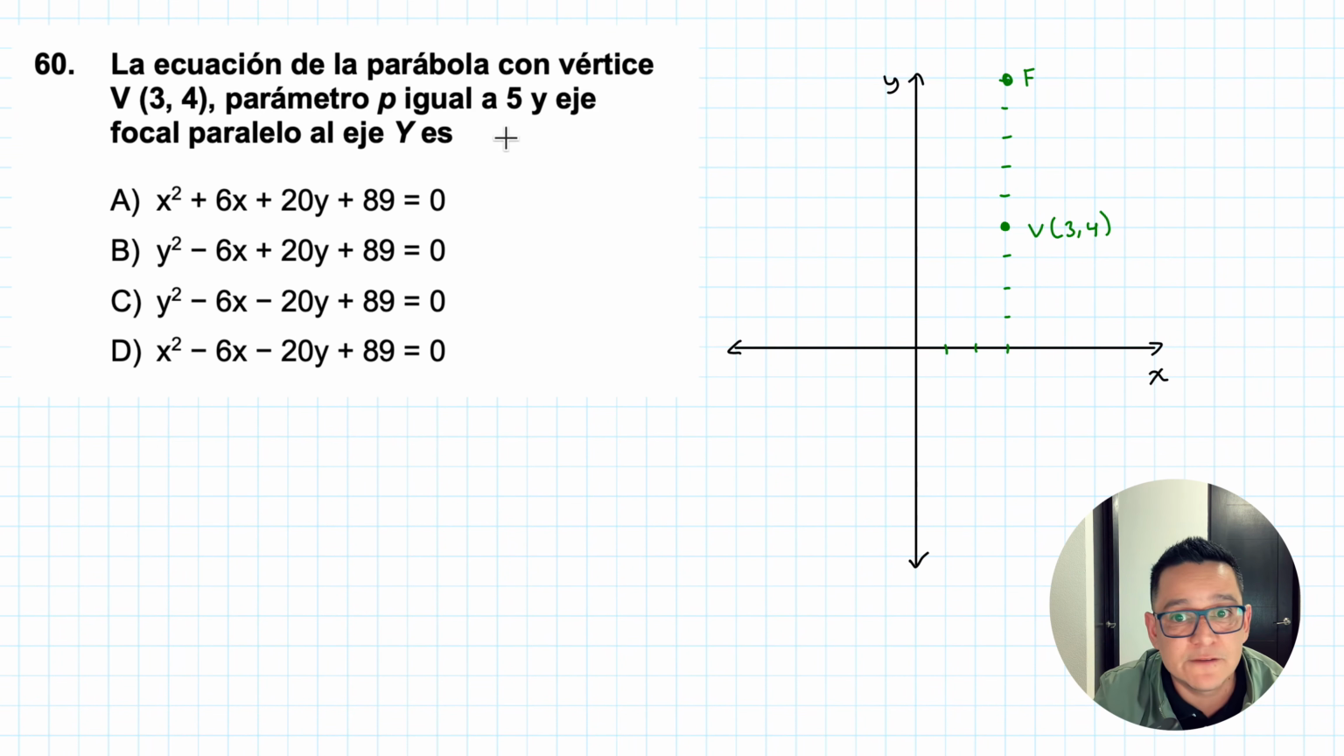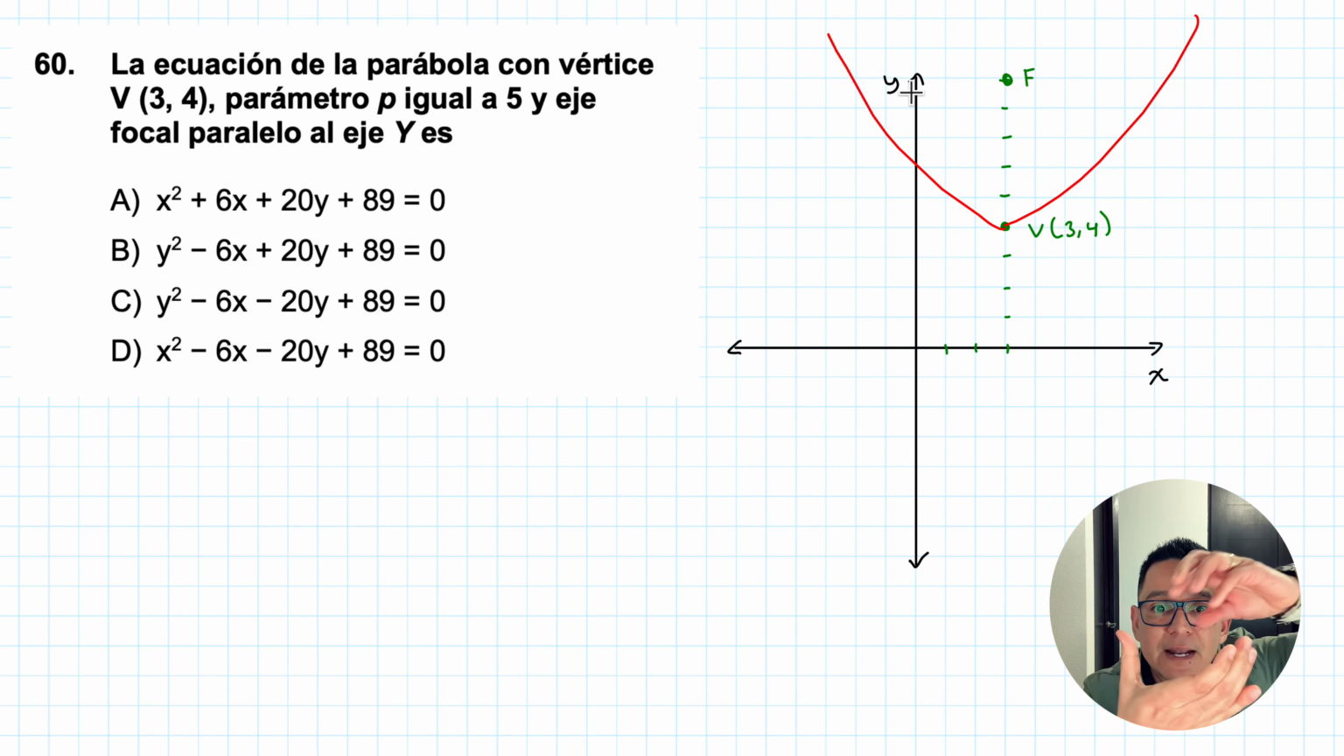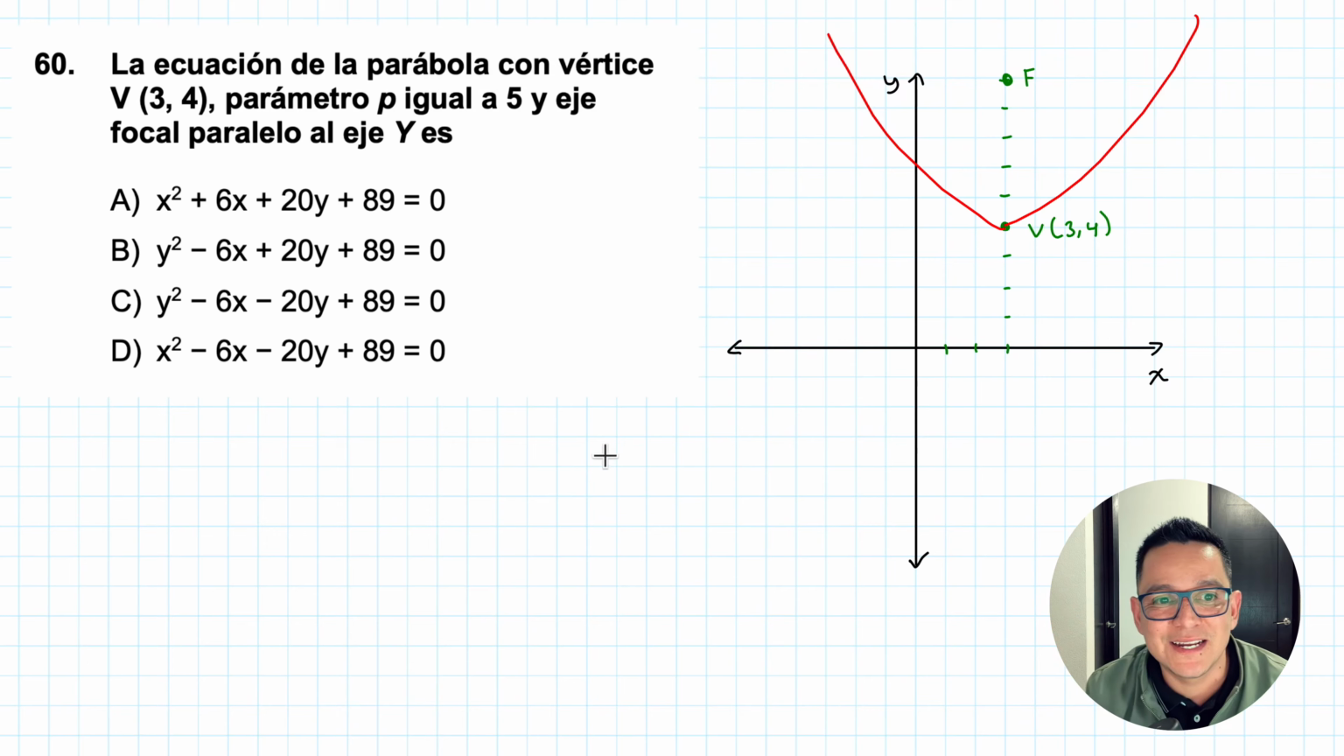With this information, we can draw our parabola. Remember, a parabola always surrounds the focus. So, it should be like this, right? Well, this information I just gave you was really only useful for knowing that we're dealing with a vertical parabola.